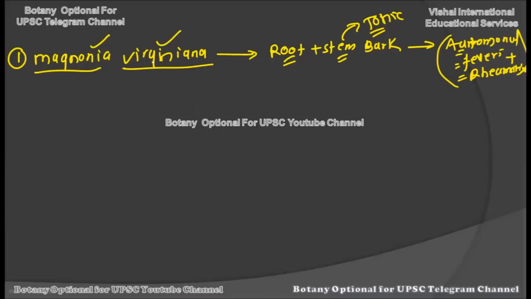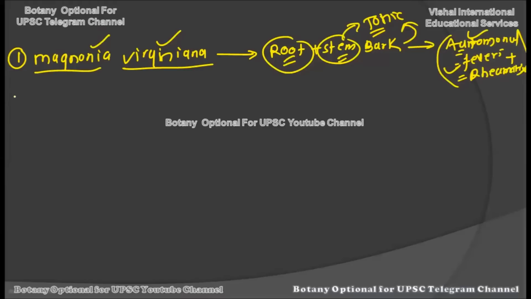Now this is an age-old practice, and the local people or the tribal people are regularly using this particular Magnolia virginiana plant to treat these kinds of medical problems. So carefully remember the root and the stem bark. Out of it, what do they create? They create a particular tonic, and against autumnal fevers and rheumatism, this tonic is very helpful.